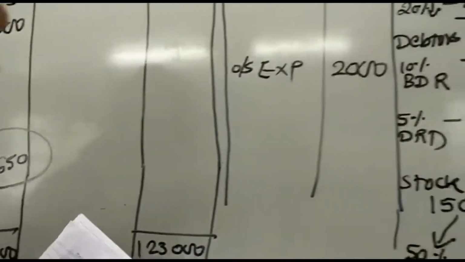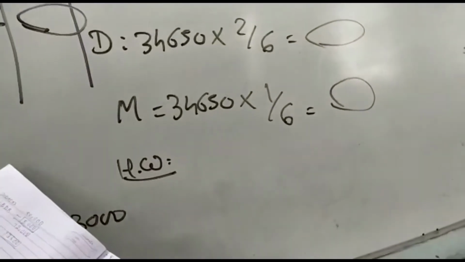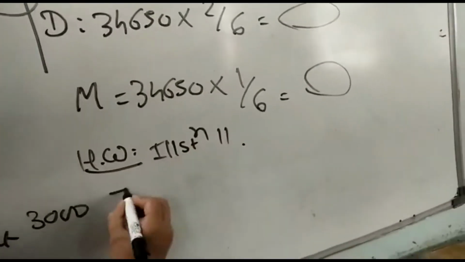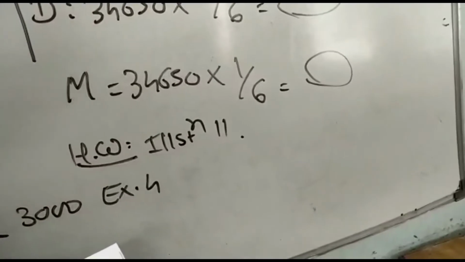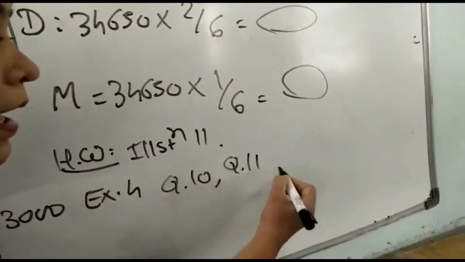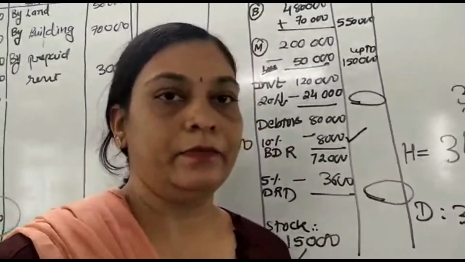So write down the homework. After solving this, the homework in your notebook would be to solve illustration 11, exercise 4, question number 10 and question number 11. Okay, now let's see the next sum.